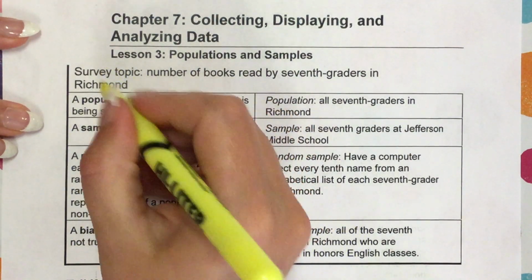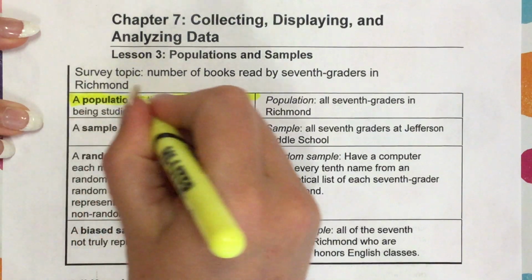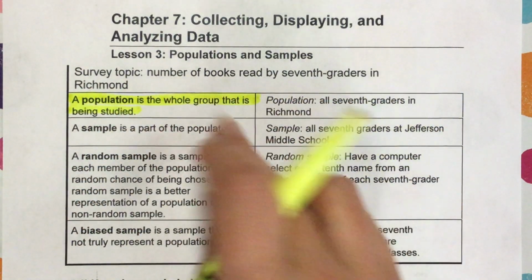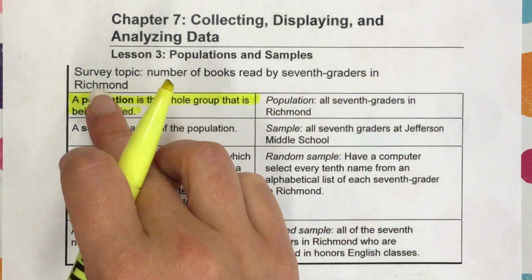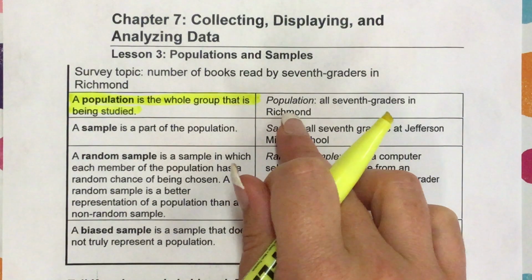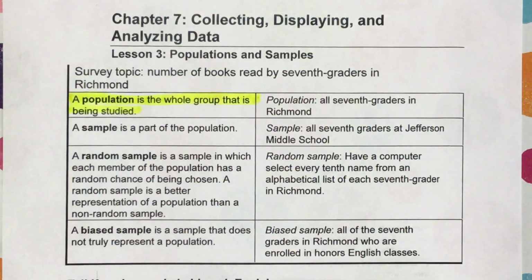A population is the whole group that is being studied. So within this particular example, number of books read by 7th graders in Richmond, the population are all of the 7th graders in the city of Richmond. That is what the population is.